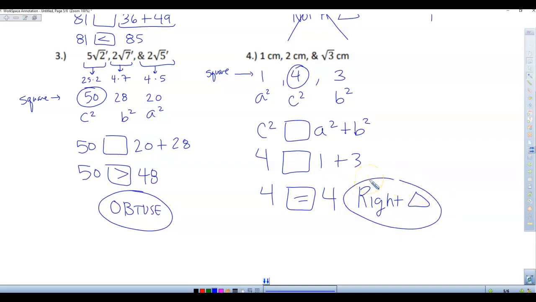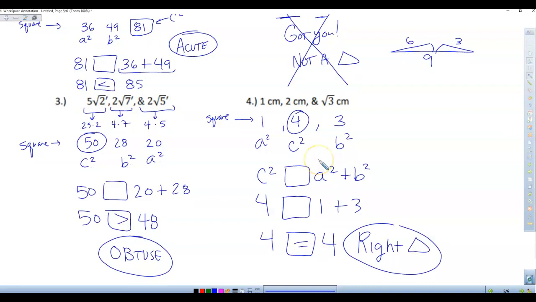The one really important thing I would say with this is when you're setting this up, make sure you set it up in this way so that c squared is on the left and a squared plus b squared is on the right. It just makes it more intuitive that greater than yields an obtuse triangle and less than yields an acute triangle. So there you have it. That's the converse of the Pythagorean theorem.